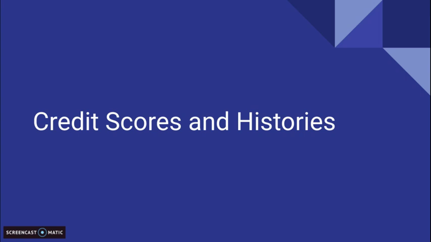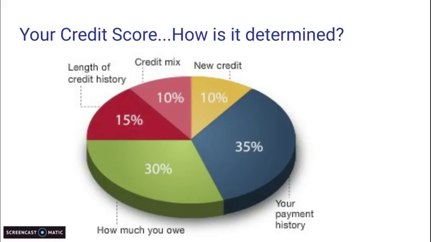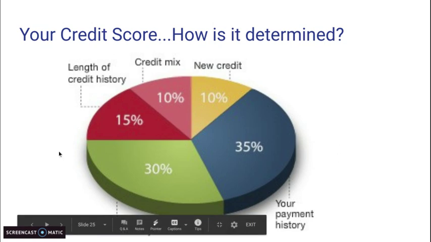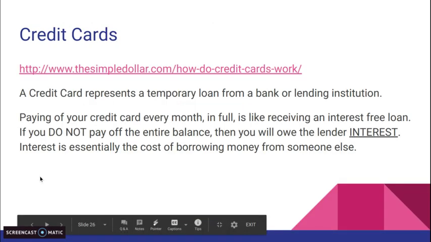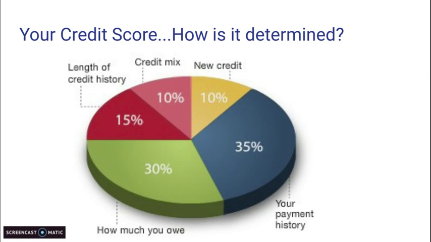Talk about credit scores and credit histories just real quick. How is your credit score determined? This is you personally as an individual. How you make your payments, how much money you owe, the length of your credit history, the mix of your credit. Do you have just all credit cards? Do you have a home loan and a credit card? Do you have a car loan, a home loan, and a credit card? Do you just have a car loan? Things like that. And how much new credit are you taking out? If you keep opening credit cards every week at different stores that you shop at, that's going to affect your credit score.